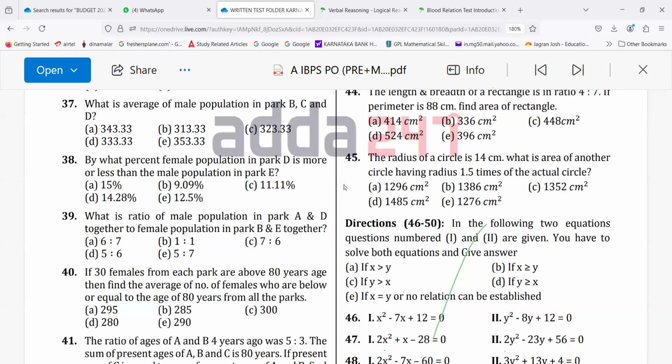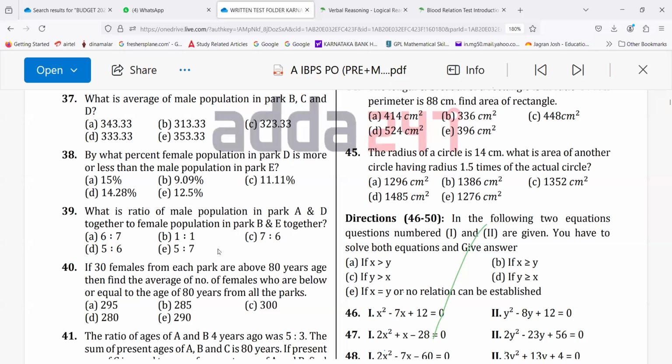The male population in Park E: 900 minus 500 is equal to 400. Then required percentage is, in the other park it is 450 minus 400, that is 50. 50 divided by 400 into 100 is equal to 12.5. Correct. Question 39, option E.